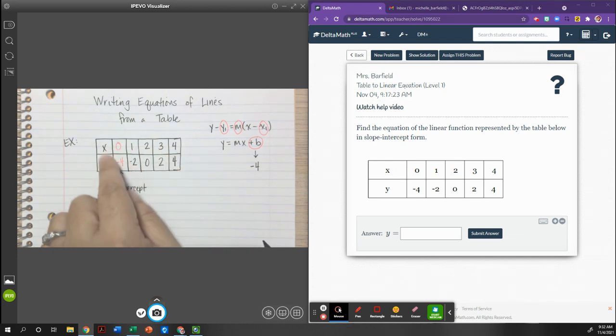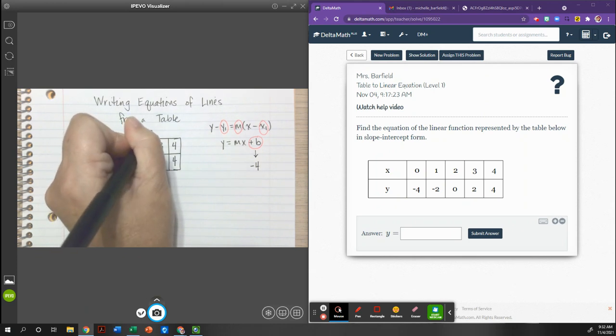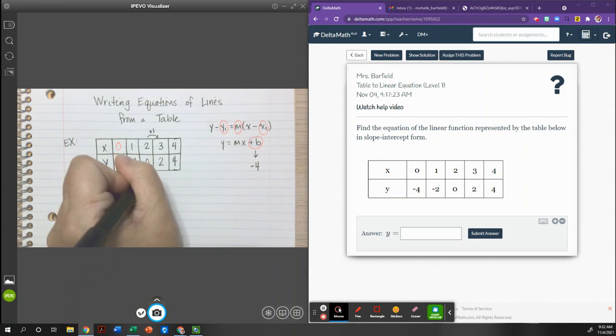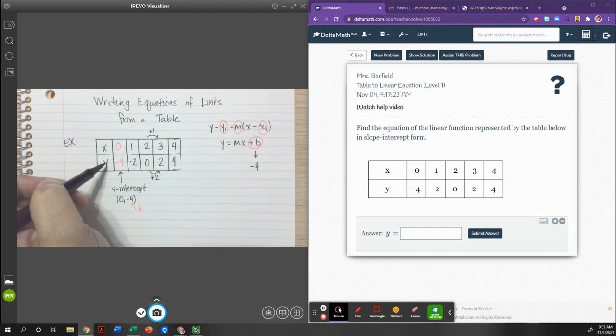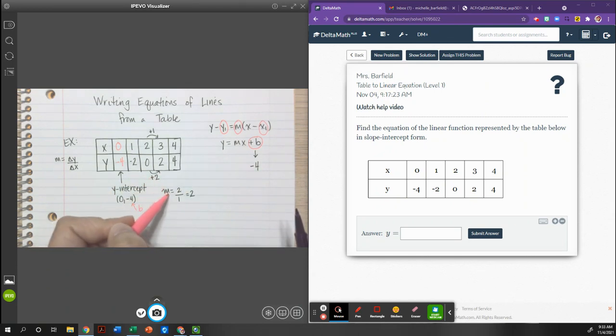You've already been taught how to find slope from a table. It doesn't matter what 2 points you pick. How do I get from 2 to 3? I add 1. How do I get from 0 to 2? I add 2. Remember, slope is the change in y over the change in x, so make sure you put y over x. That means my m is 2 over 1, which is 2.